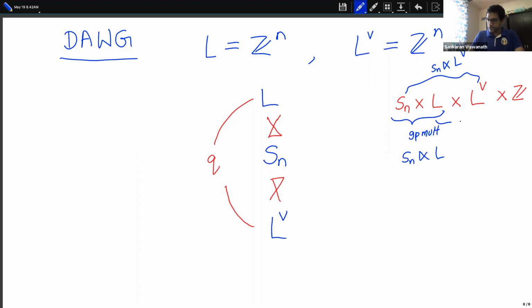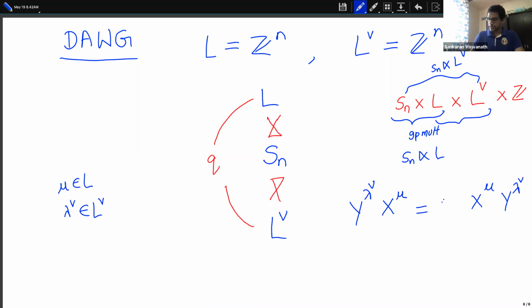And L and L check interact as follows. If you call a typical element of L, we'll write them as x to the mu instead of just mu. Let's look at x to the mu and y to the lambda check. What are mu and lambda check here? Mu comes from L, lambda check comes from L check. These two elements move past each other as follows: you move them like this, but then you incur a term which is q to the mu lambda check.